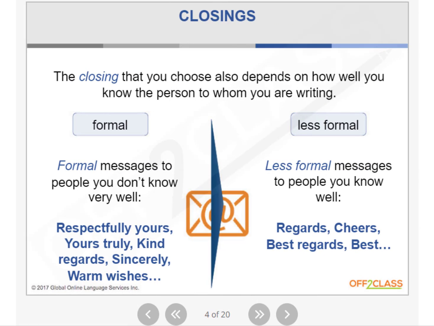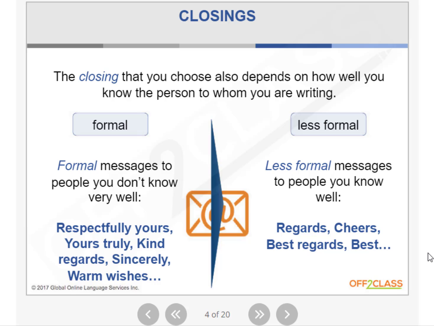Now, a closing is how you end an email. This is kind of like how you say goodbye. This is how you let someone know you're signing off. So the closing you choose, again, is formal or less formal, and it's up to you how you want to use it. A formal closing for someone you don't know very well could be things like respectfully yours, truly, kind regards, sincerely, warm wishes. Versus less formal, to people you know well, could be regards, cheers, best regards, best, and thanks is another one I see often. Talk to you soon.